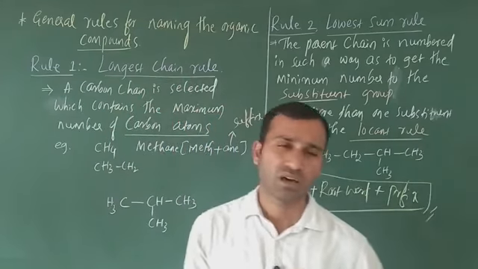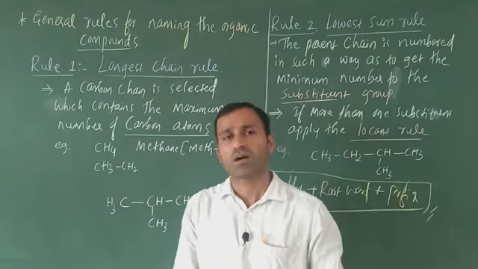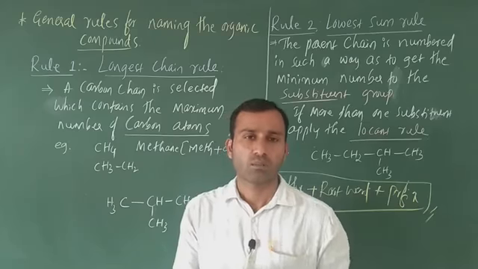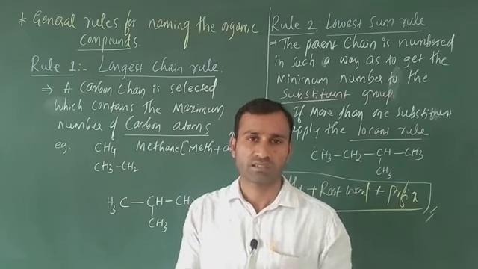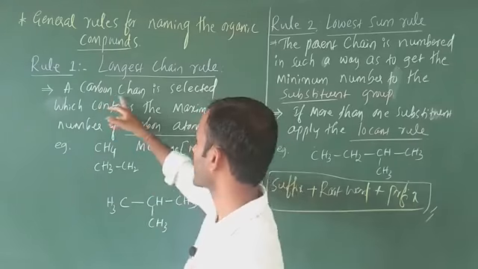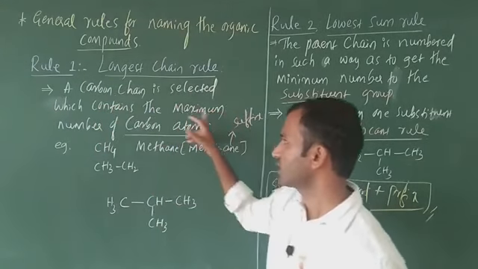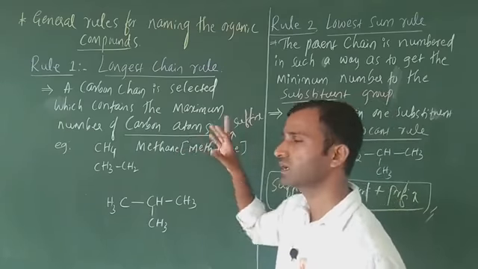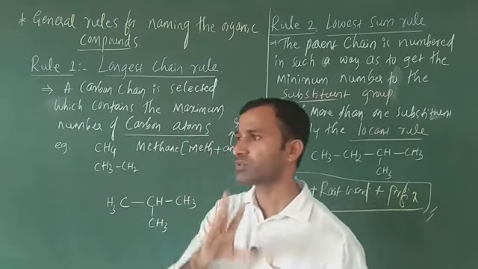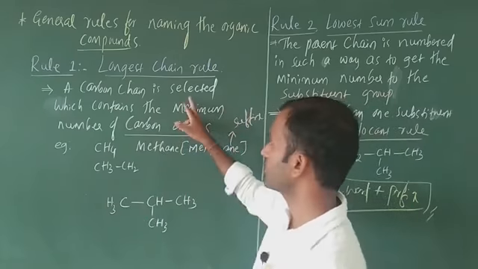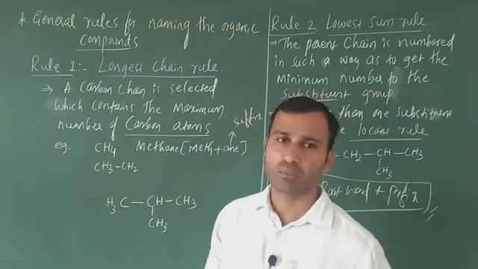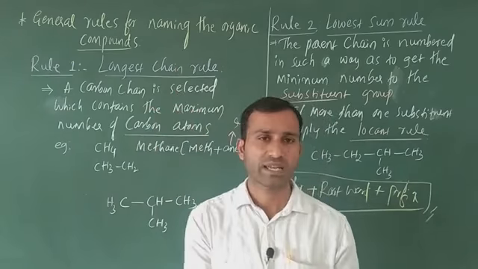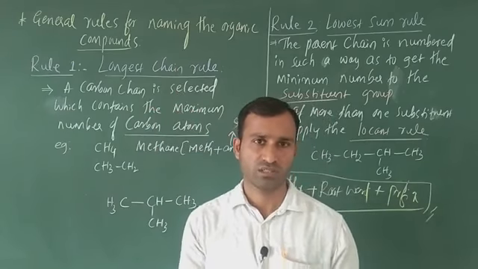Here, we decide how many carbon atoms of the compound or molecule we are going to select. If the compound contains 5 carbons we have to select all of them, that indicates the longest chain. According to this rule, the carbon chain selected is the one which contains the maximum number of carbon atoms. I will give examples, don't write these things down, just remember the longest chain rule. Bear in mind, we have to select the maximum number of carbons in the chain, that is enough.